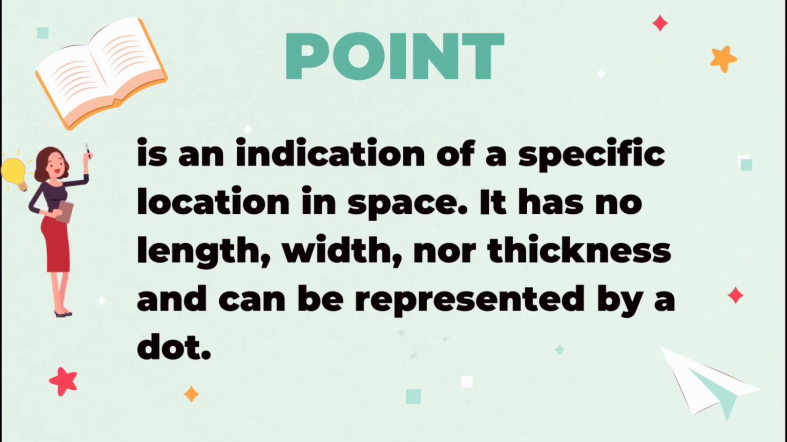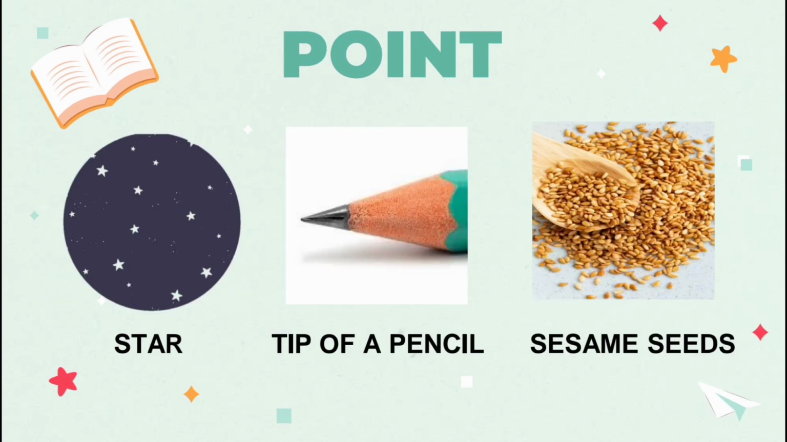Point. A point is an indication of a specific location in space. It has no length, width, nor thickness and can be represented by a dot. For example, a star can be a representation of a point since it suggests a particular location in space. Other examples are the tip of a pencil and sesame seeds.